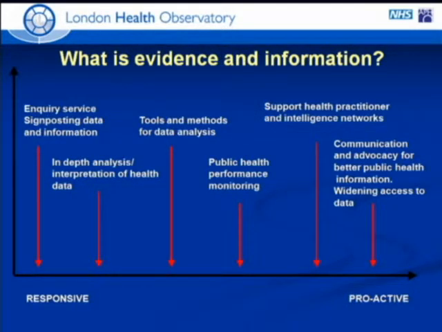So this slide demonstrates the sorts of evidence and information that public health observatories provide. And it's presented along a continuum. So on the left-hand side are the things that we do that are most responsive to our customers, if you like. So we operate an inquiry service, and we have a website where we signpost information for people. And on the right-hand side is our most proactive activities. So one of the most proactive things we do is advocate for better public health information and widening access to data. And then in the middle, you've got the whole range of the other things that we do.